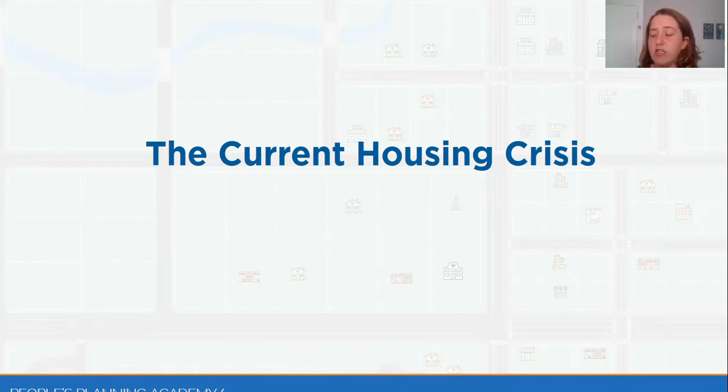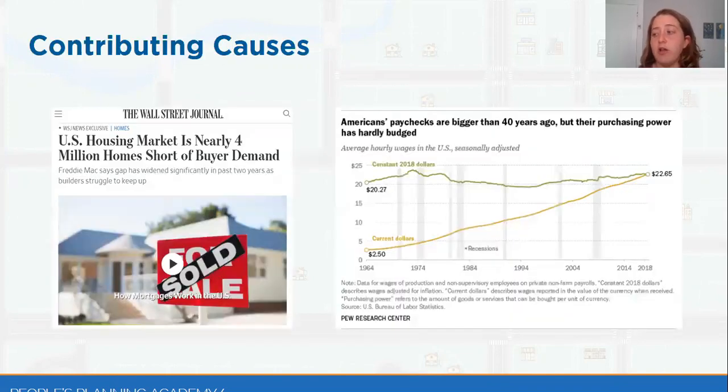So from here, we're going to talk briefly about some of the contributing factors behind the affordable housing crisis before looking at some of the tools and policies that aim to alleviate it. There are two primary mechanisms for contributing causes behind housing affordability. The first is a supply issue. The supply of existing homes has not kept pace with demand.